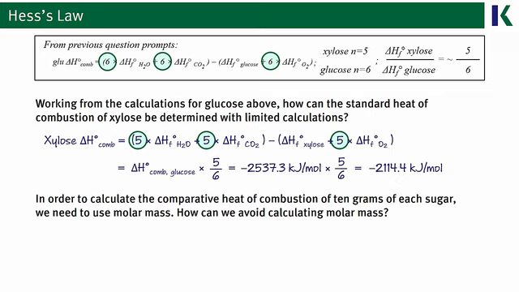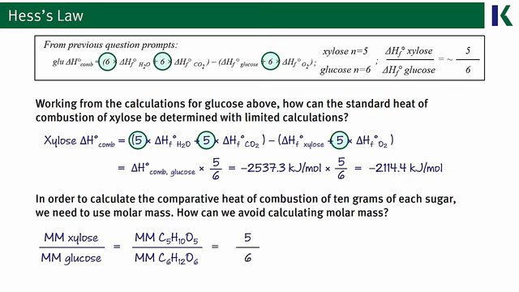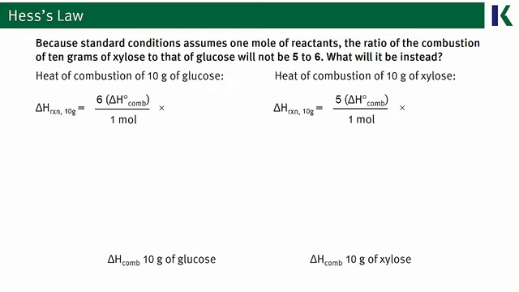Now remember from the question stem, we're dealing with 10 grams of each sugar, which means we'll have to use molar masses. We don't need to calculate the exact values because we're just interested in how the heat released will compare. What is the ratio of the molar mass of xylose to that of glucose? Again, it's going to equal 5/6 because we see here that xylose contains 5/6 of all the atoms that glucose contains. Let's bring this all together.